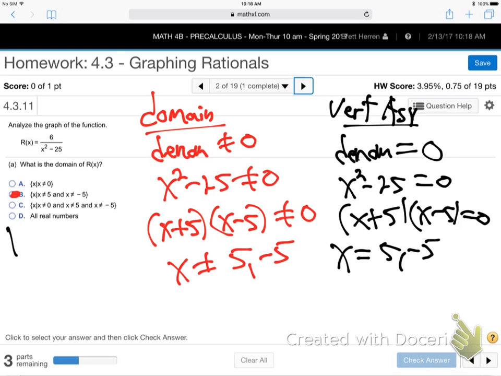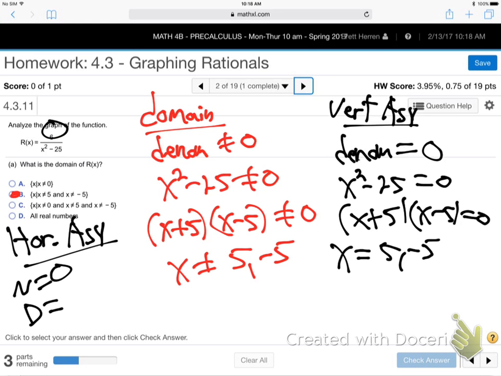Finally, how do we find the horizontal asymptotes? What do we do for horizontal asymptotes? Numerator degree, denominator degree. What's the numerator? It's just that 6, so that's degree 0, because that's the same as 6x to the 0 power, and anything to the 0 power is 1. So just a plain old number without an x is like x to the 0 power. It's 0 degree. The denominator is second degree because of x squared.